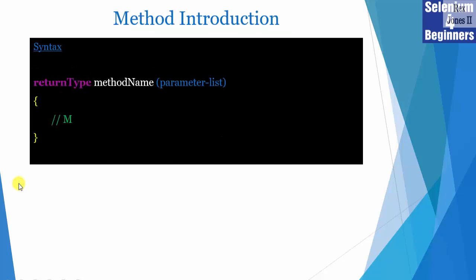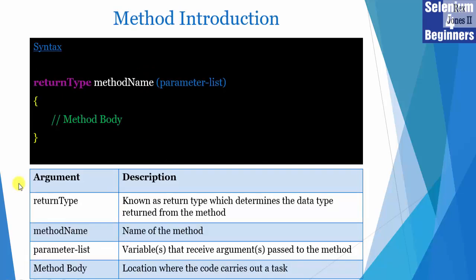In a well-written Java program, a method performs only one task. The return type determines the type of data returned from the method. If no data is returned from the method, then we use void. However, if data is returned from the method, then the return type will be a non-object or object data type. All methods have a name, and the name is used to call the method.